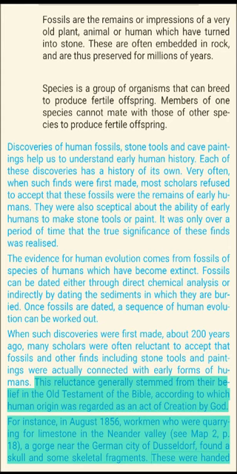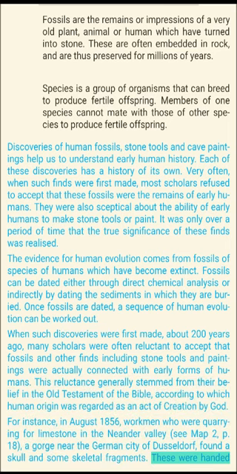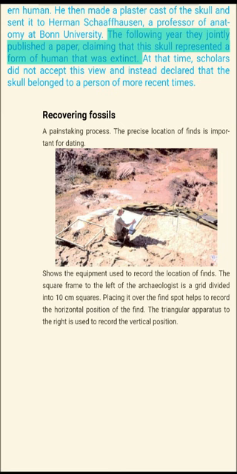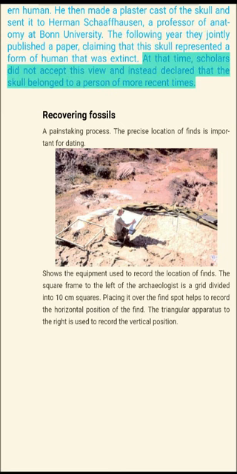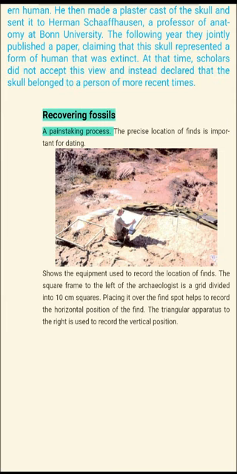For instance, in August 1856, workmen who were quarrying for limestone in the Neander Valley, see map 2, p. 18, a gorge near the German city of Dusseldorf, found a skull and some skeletal fragments. These were handed over to Karl Fuhlrott, a local schoolmaster, who realized that they did not belong to a modern human. He then made a plaster cast of the skull and sent it to Hermann Schaaffhausen, a professor of anatomy at Bonn University. The following year they jointly published a paper claiming that this skull represented a form of human that was extinct. At that time, scholars did not accept this view and instead declared that the skull belonged to a person of more recent times.